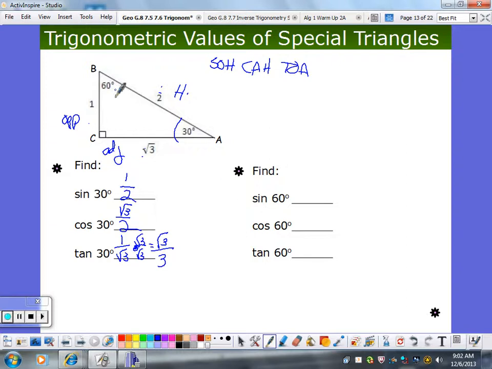Now we can work on the other angle. We're going to work on the 60-degree angle. Now, relative to this angle, this is the opposite, and this is the adjacent. Hypotenuse stays the same. So sine of 60, opposite over hypotenuse, square root 3 over 2. Cosine of 60 is adjacent over hypotenuse, 1 over 2. Tangent, opposite over adjacent, square root 3 over 1. I can simplify that to just the square root of 3.